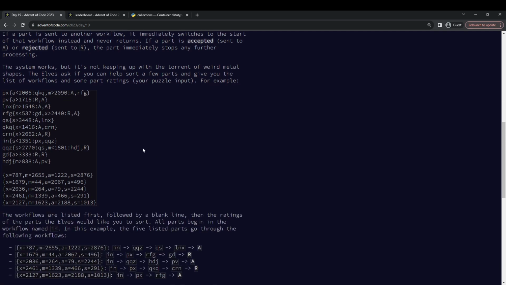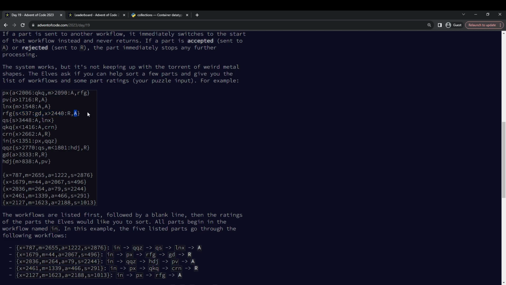so we are given this list of the state machine. So this says if you're in the state in, then apply the following list of rules. If S is less than 1351, go to state PX. Otherwise, go to QQZ. This one's more complicated. If you're in state RFG and S is less than 57, then go to GD. If X is greater than 240, then go to R. Otherwise, go to A.